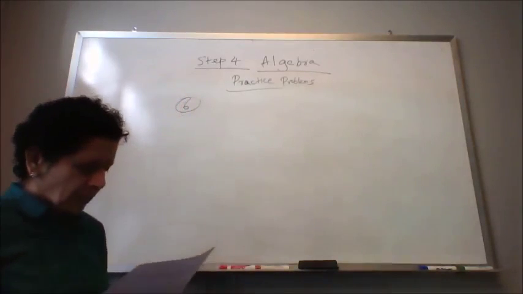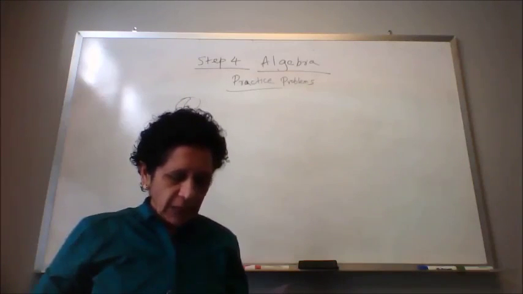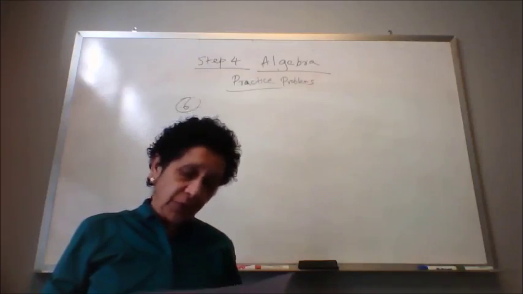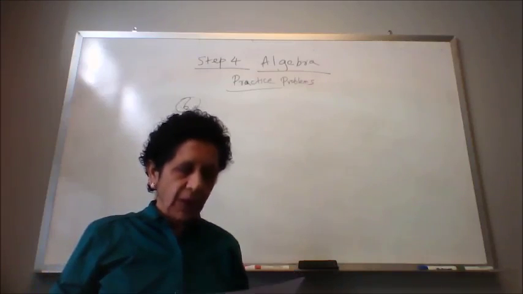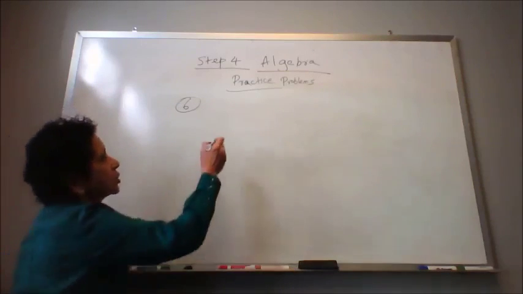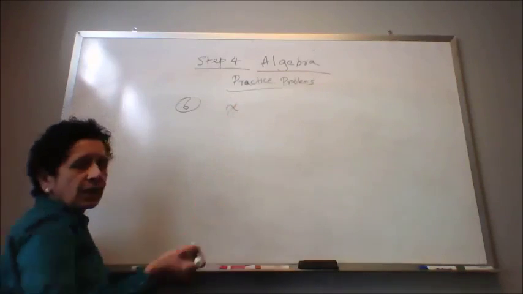Okay, problem 6 says that the sum of 5 consecutive numbers is 160. What is the third number in the sequence? It says 5 consecutive numbers, so I don't know what those numbers are. So let's start with x. The first number is x.